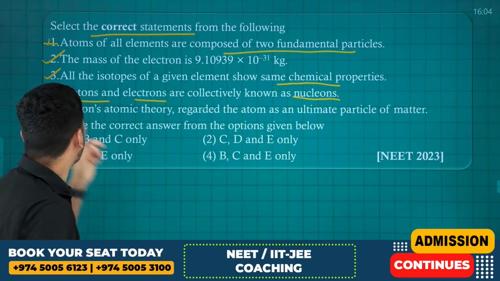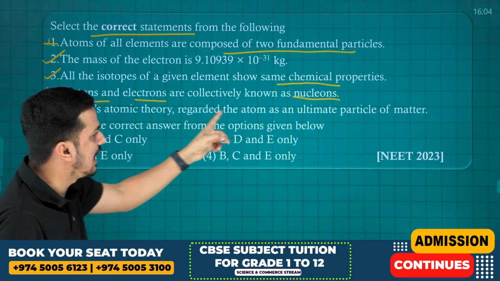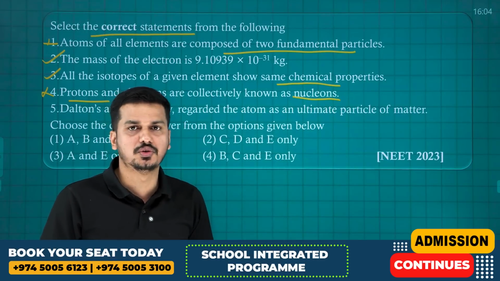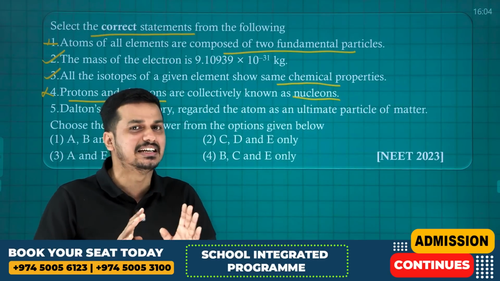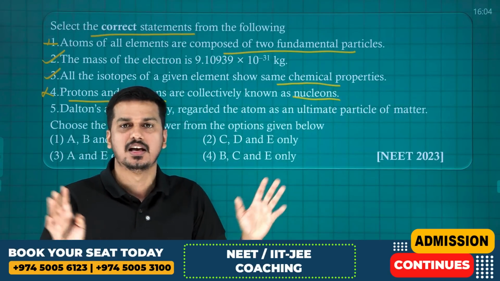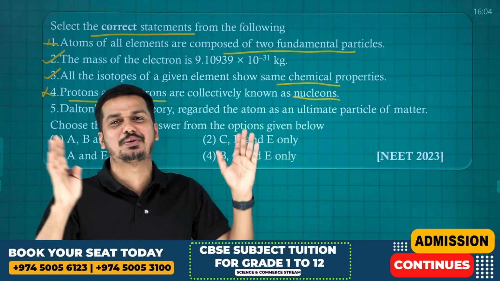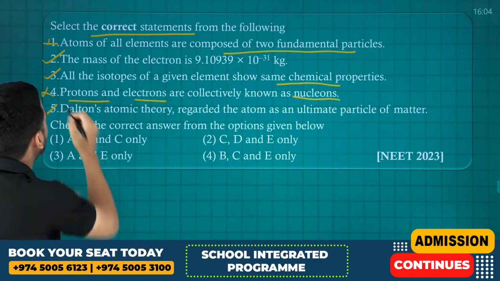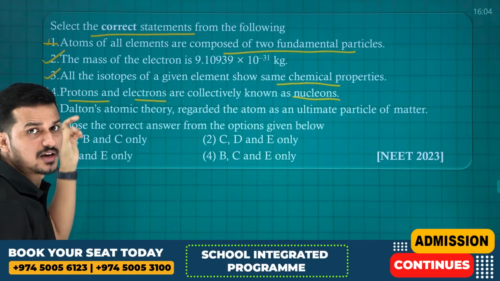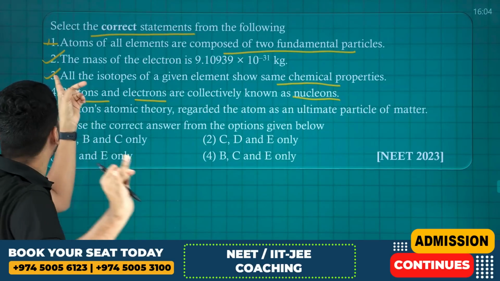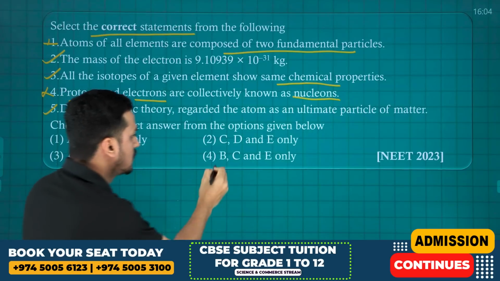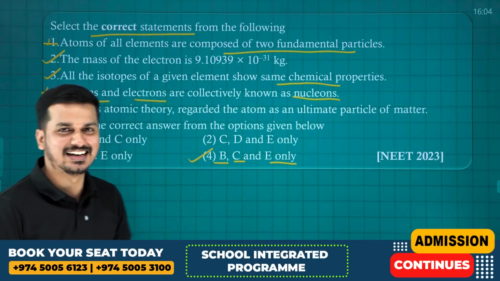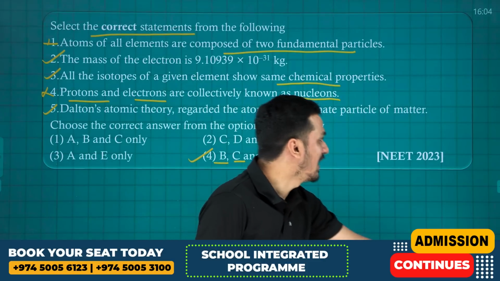Next, Dalton's atomic theory regarded the atom as the ultimate particle of matter. Yes, according to Dalton, the atom is indivisible. That's the ultimate particle; the entire universe is made up of atoms. That was Dalton's atomic theory, and that is also correct. So the second, third, as well as the fifth, B, C as well as E, are correct. So B, C, E only are correct. So option 4 is the correct answer. Clear, dears? Yes. So we can move to the next question.